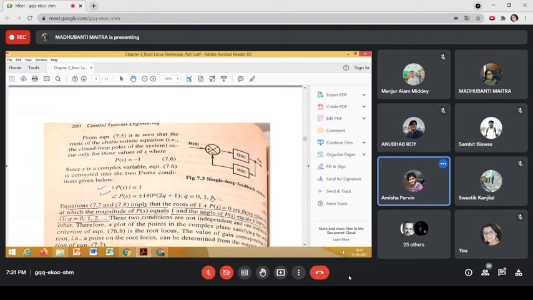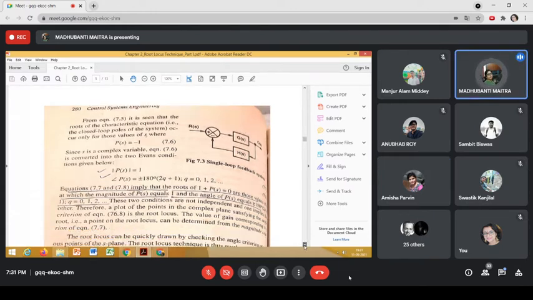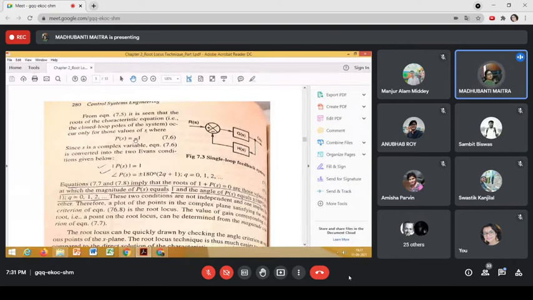And the angle part: because of the presence of this minus sign, angle of P(s) will be plus minus 180 degrees into (2q plus 1), where q is any integer. You could assume values like 0, 1, 2, 3, etc. Why this? Because of this minus sign, the angle of P(s) will be minus 180 degrees or plus 180 degrees, or odd multiples of plus minus 180 degrees.